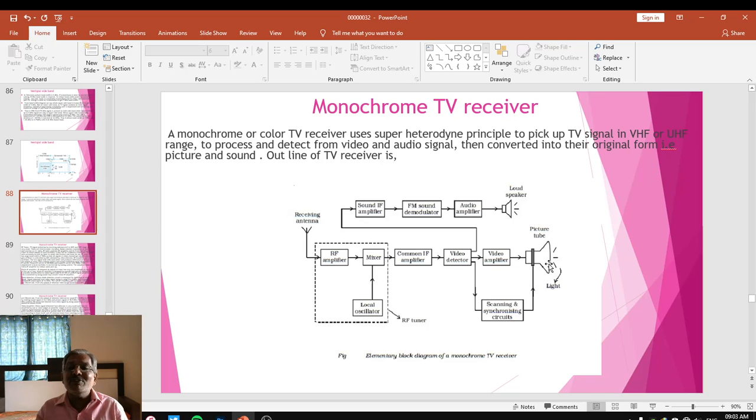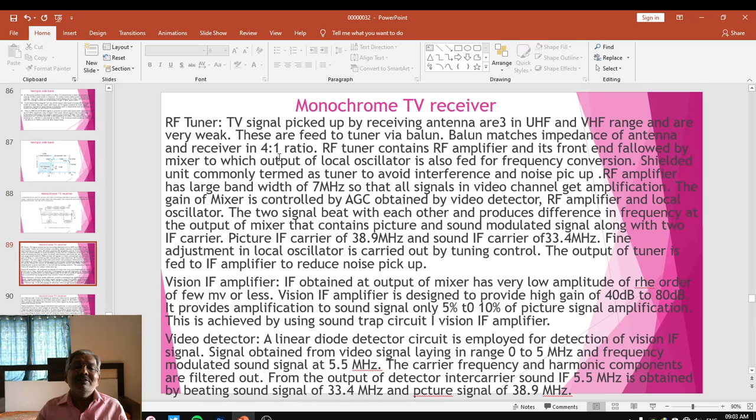When the picture is reproduced on the television screen, simultaneously the speaker converts the audio electrical signal into an acoustic sound signal, which we can listen to by our ears. So one can watch the picture on the television screen and also hear the acoustic sound signal, and enjoy the information produced in the picture too. Friends, this is how the monochrome television receiver works. Let us see the description line by line.